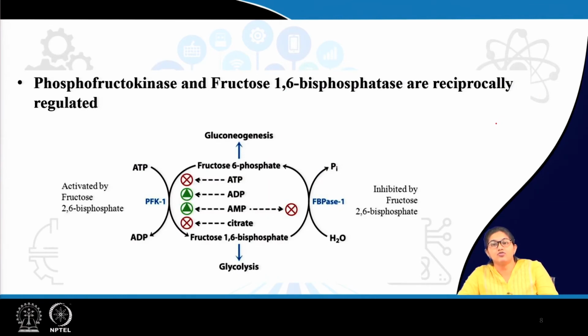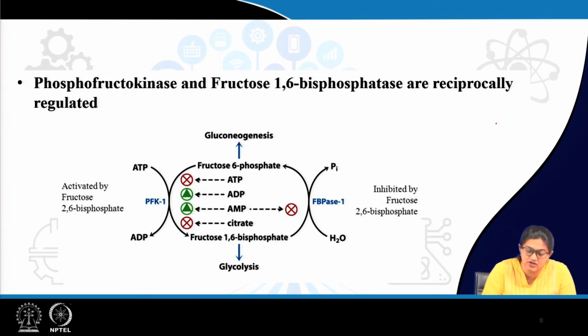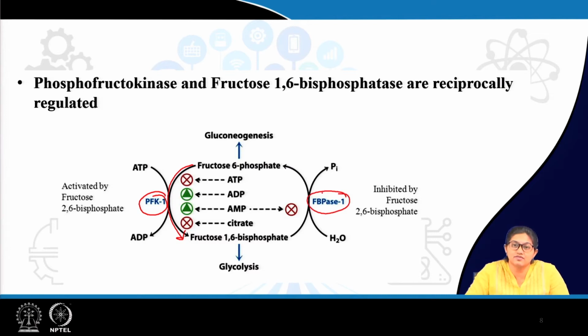Then we come to another set of reactions, that is formation of fructose 1,6 bisphosphate from fructose 6-phosphate, which occurs in glycolysis, and it is done by the enzyme phosphofructokinase 1, whereas in gluconeogenesis the reversal of this reaction is done by fructose 1,6 bisphosphatase, and the isoform here is 1.